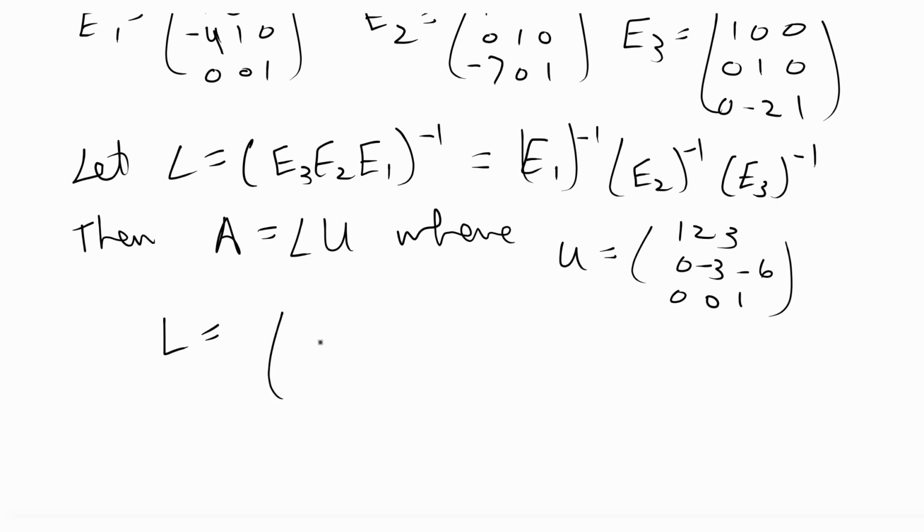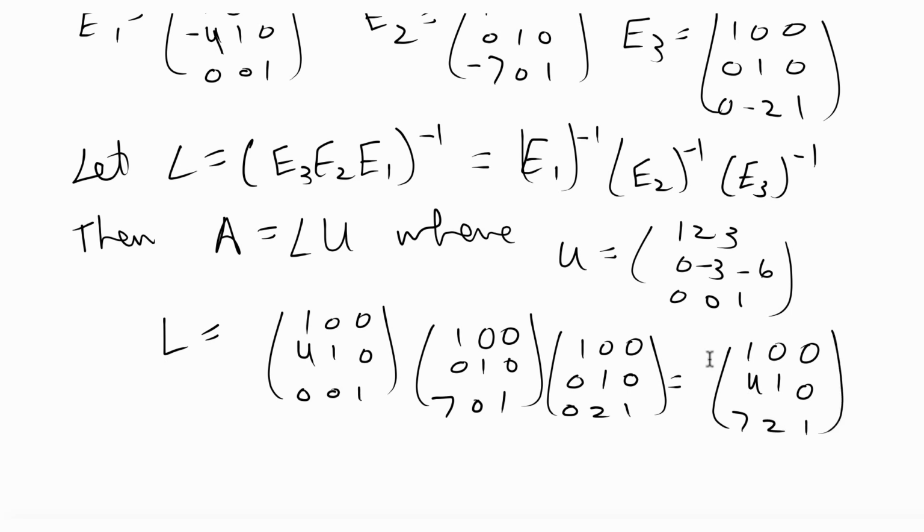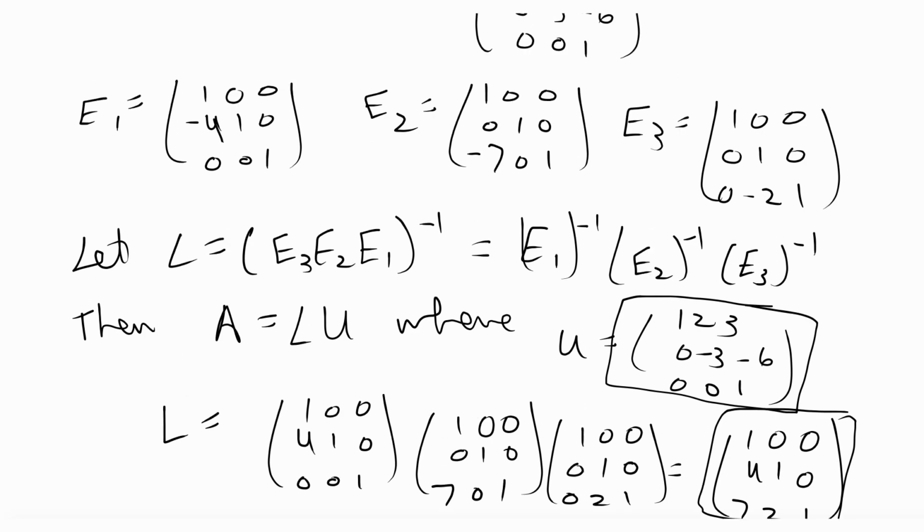So that's going to be 1, 0, 0, 4, 1, 0, 0, 0, 1 times 1, 0, 0, 0, 1, 0, 7, 0, 1, and 1, 0, 0, 0, 1, 0, 0, 2, 1, which is going to be equal to 1, 0, 0, 4, 1, 0, 7, 2, 1. So this and this multiplied will give you A, and that's your final answer.